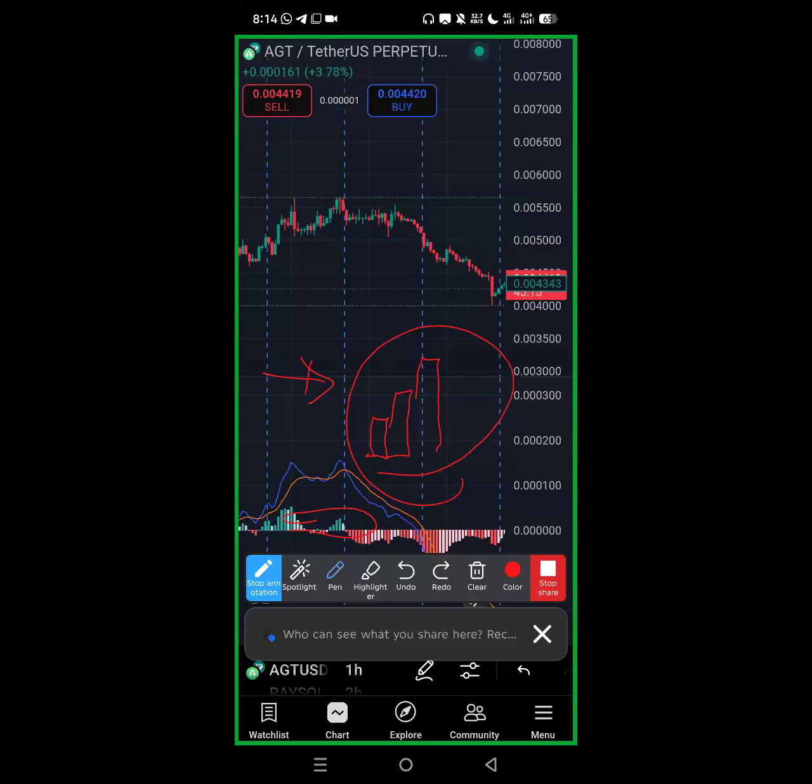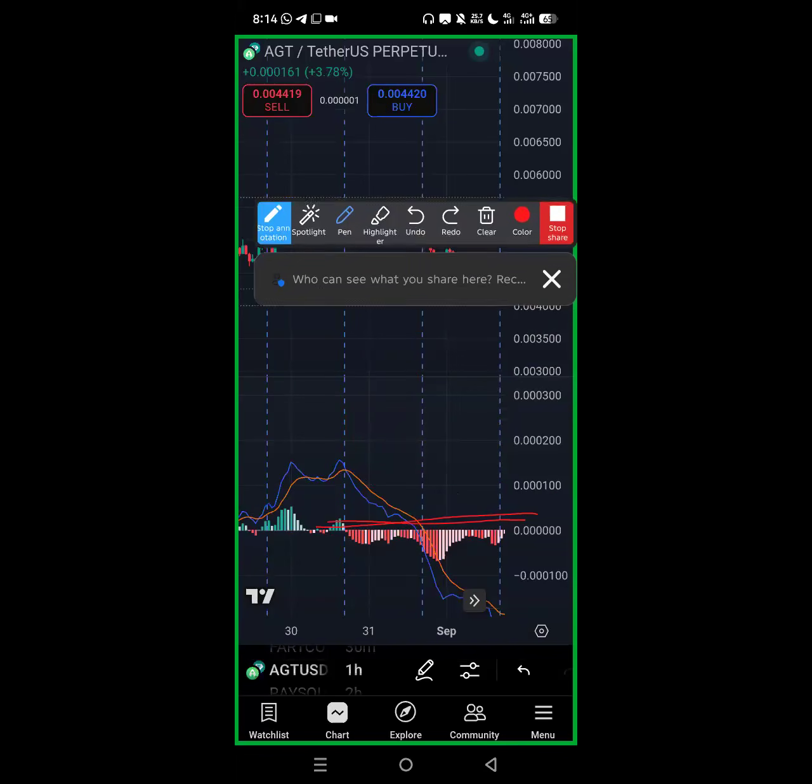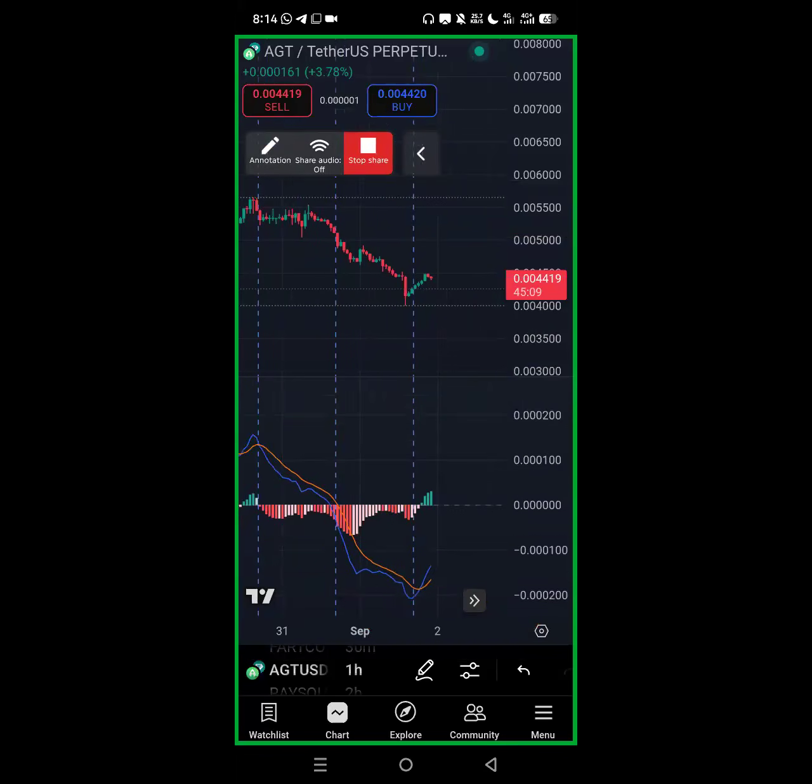If the crossover happens below the zero line, okay, like in this scenario, okay.